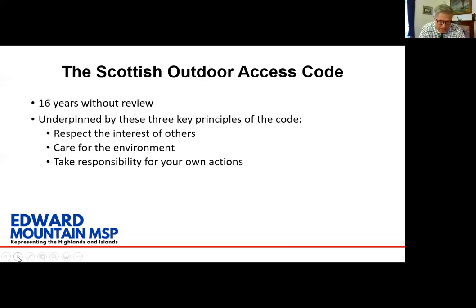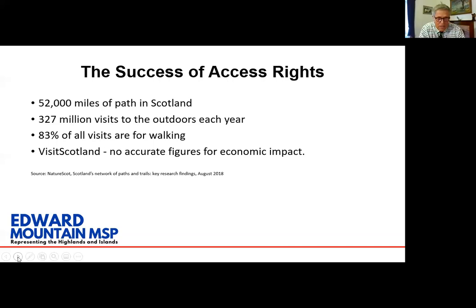Now, looking at the next slide, I think that what we need to bear in mind is the huge amount of Scotland that is available and opened up for access. I mean, I had no idea there were 52,000 miles of paths in Scotland. And there's a huge amount of people that take access to that. Now, Visit Scotland have suggested to me that it's 327 million visits to the outdoors each year.